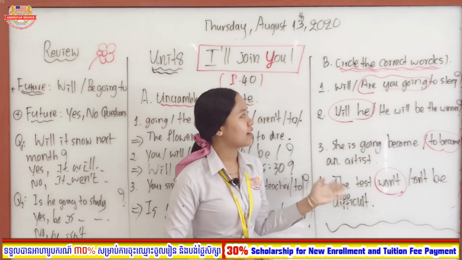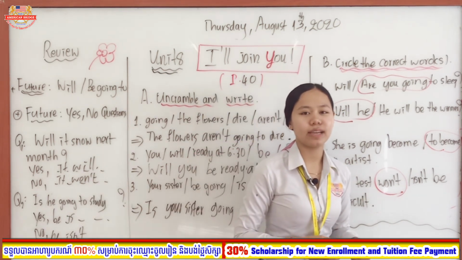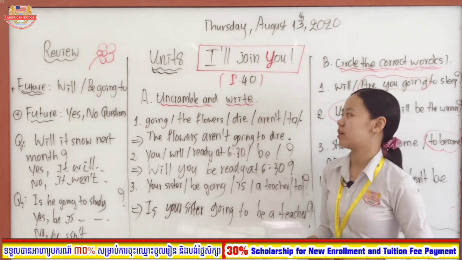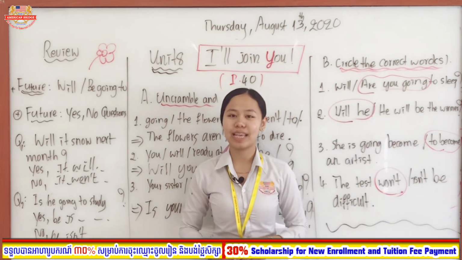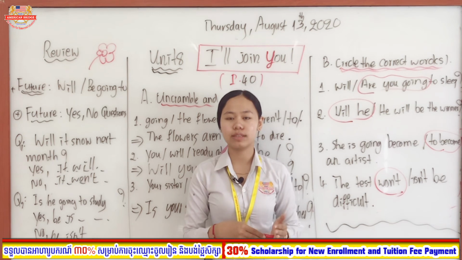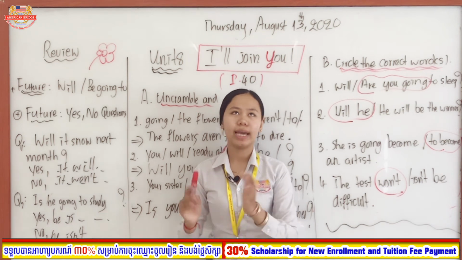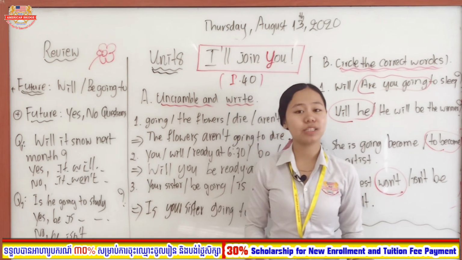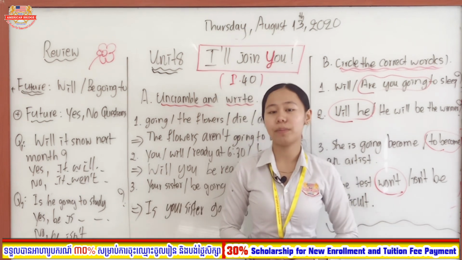So now that's it for our exercise practice. Thank you everyone for paying attention. Today we practiced unscramble and write as well as circling words, and we used the future with will and be going to in positive, negative, and question forms. Teacher hopes you all practice more exercises regarding this grammar lesson.